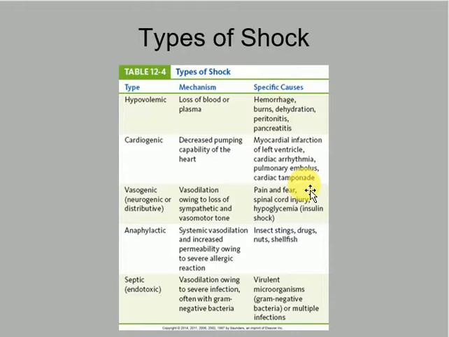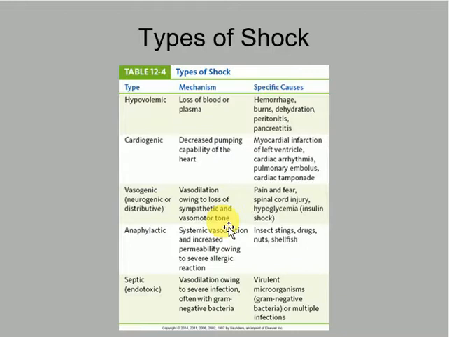Cardiac tamponade is a term given to accumulation of fluid in the pericardial sac, pressing on all chambers of the heart and reducing the size of the chambers, so that less blood comes to the heart, less venous return. As a result of that, less blood is leaving the heart. Cardiac tamponade. Vasogenic or neurogenic shock falls under the same category, which is vasodilation.